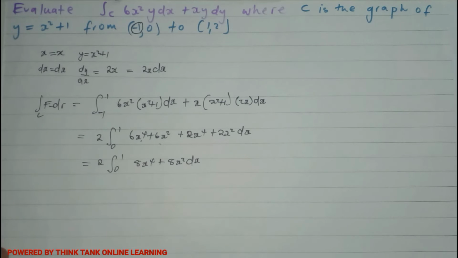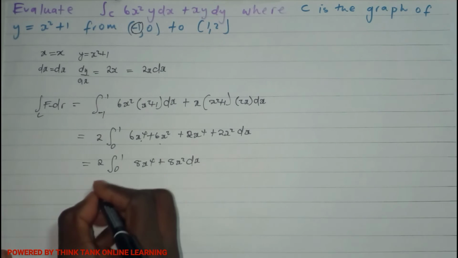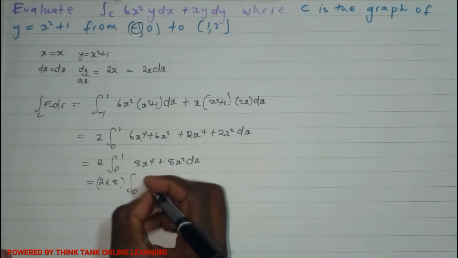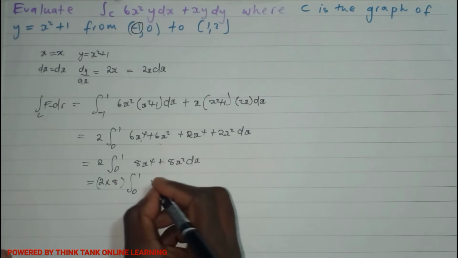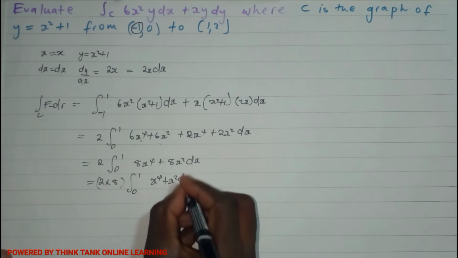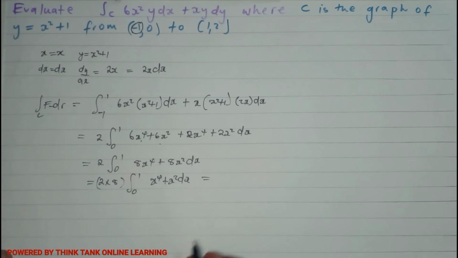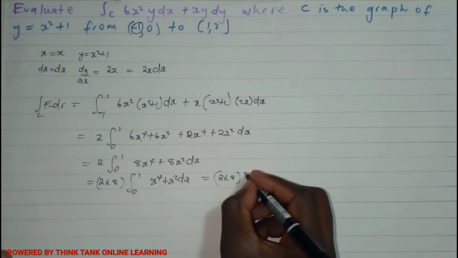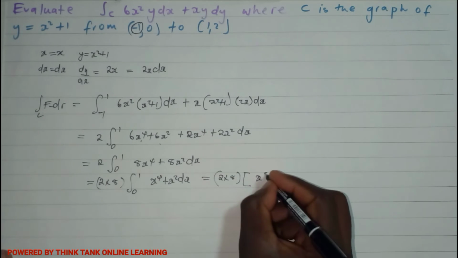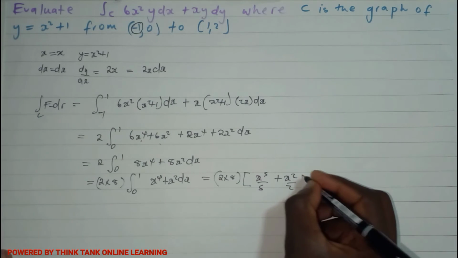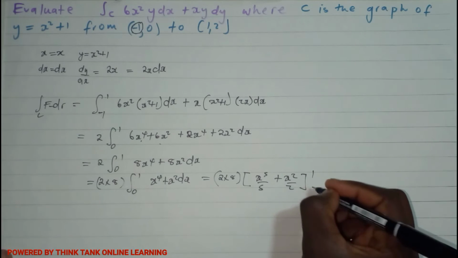And what are we going to get? We can factor out 8. So we have 2 times 8 on the outside, 0 to 1, and x to the power 4 plus x to the power 2 dx. Now let us integrate. So we have 2 times 8, and we're going to have x to the power 5 over 5 plus x to the power 2 over 2, with our limits 1 and 0.